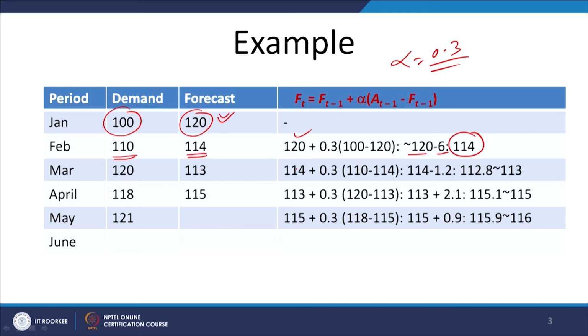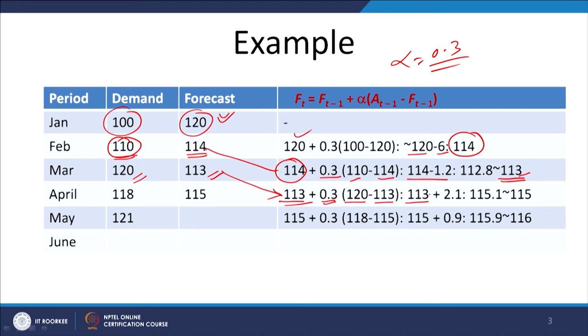So, the forecast for February was 114 and the actual data is 110. So, 114 plus 0.3 into 110 minus 114, the difference of this will be giving us 113. Similarly, now 113 becomes the forecast for March, and if the actual demand is 120, the forecast for March is 113 plus 0.3, the smoothing coefficient, into actual demand 120 minus 113.